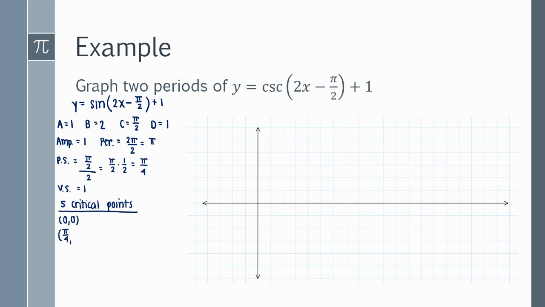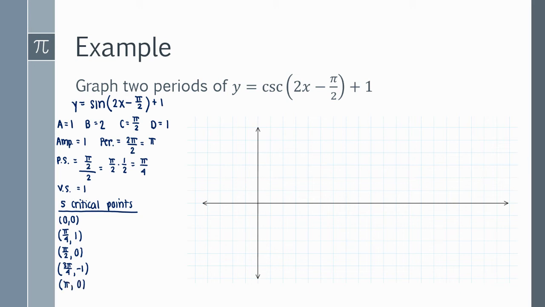And then I want the value for a, which is 1. Then I want to take half of the period, so pi over 2. Then I'm back at 0. Then I want 3/4 of the period, so 3 pi over 4. Then I want the opposite of a, so -1. And then I want the full period, which is pi, and I'm back at 0.